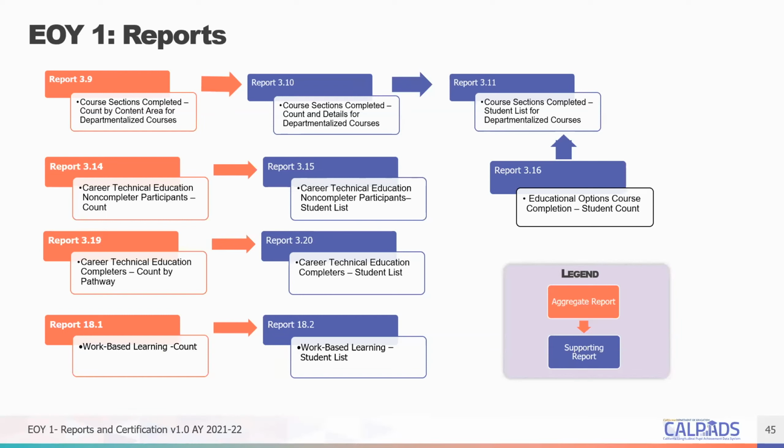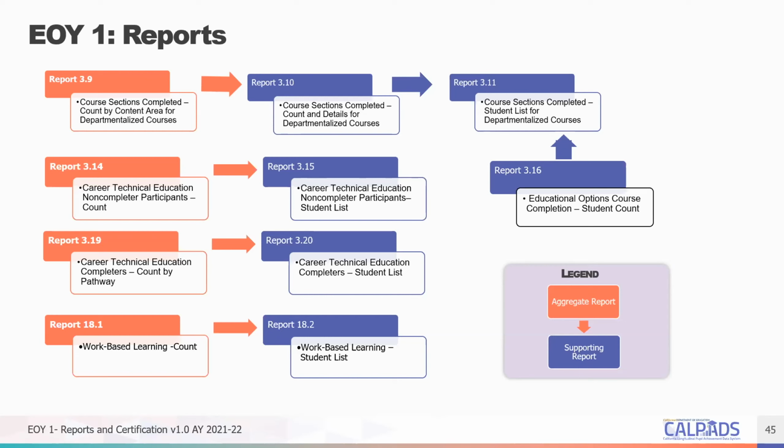How do you make sense? How do you identify if these counts are accurate? Well, then you have course sections completed. That's report 3.10. You can drill down and look at the course sections completed count and details for departmentalized courses. So the details for those courses reported include the course section IDs, the teacher. It's greater detail, so you can identify, oh, this is that course. I have 5 courses taught at my high school with Algebra 1. I can see those individual sections. Okay, I get a better sense for that.